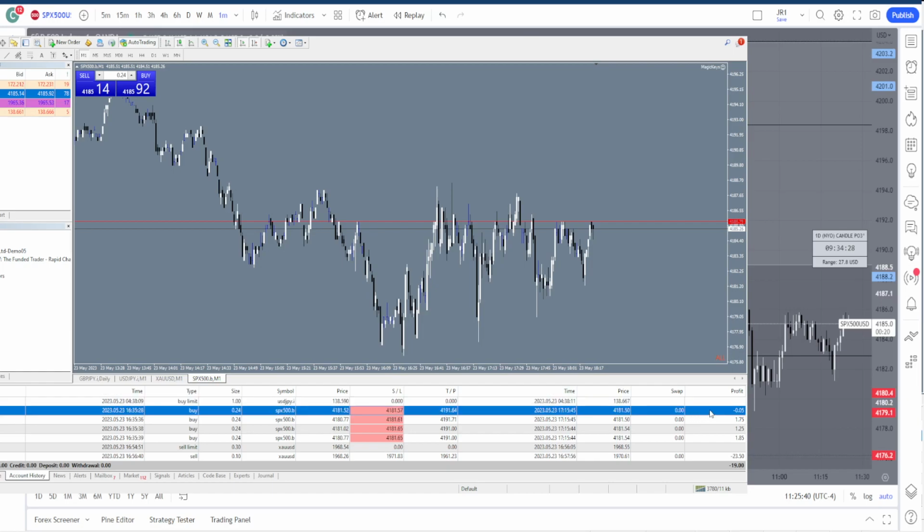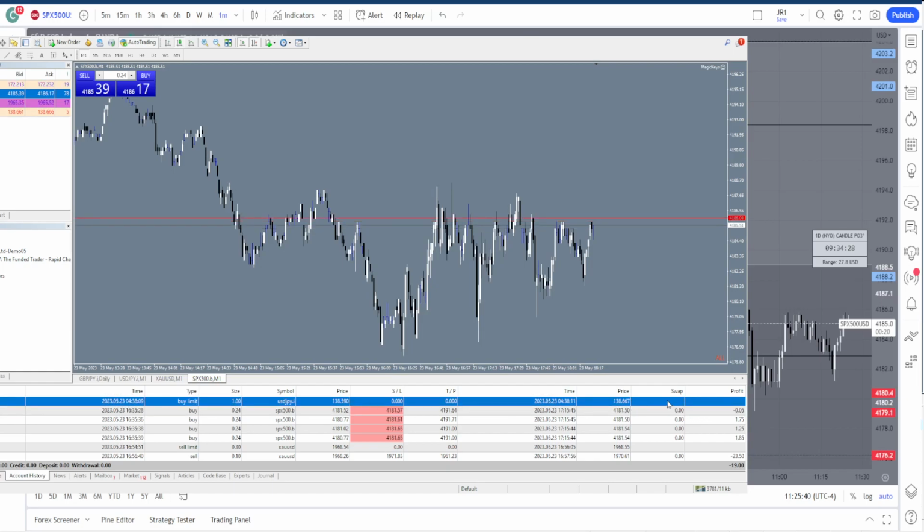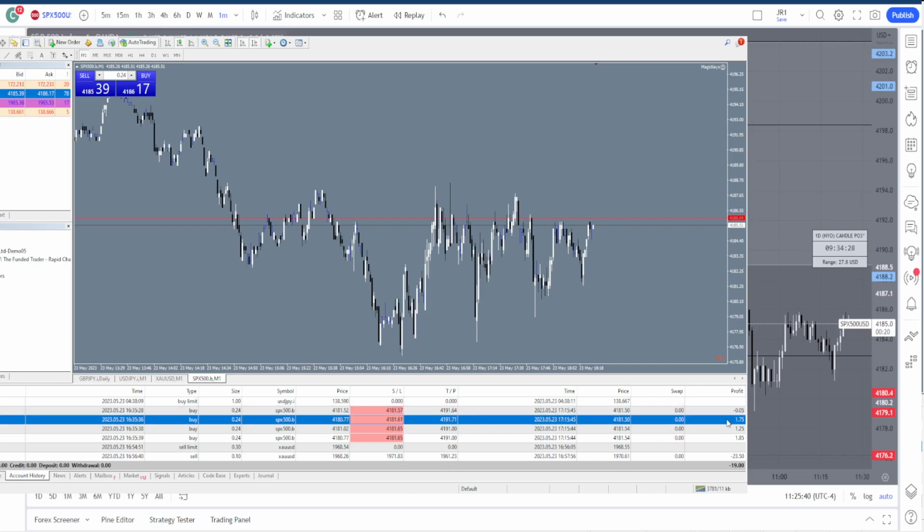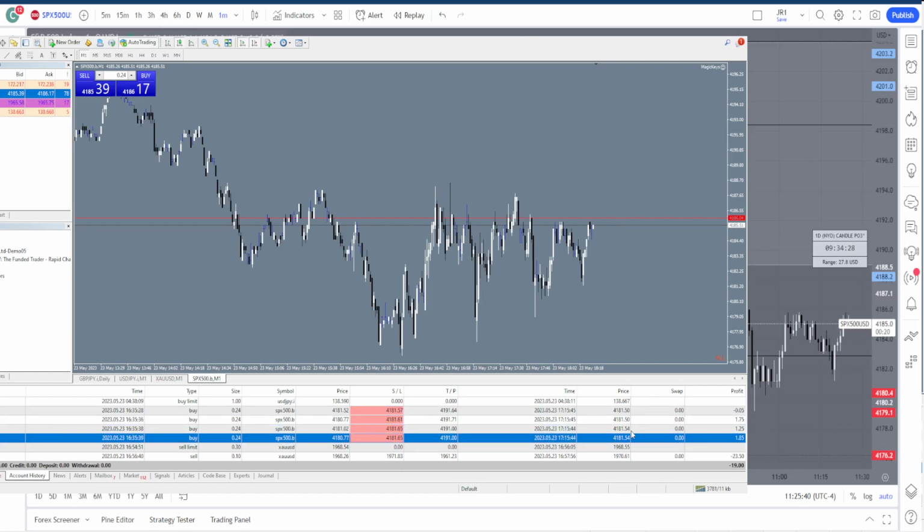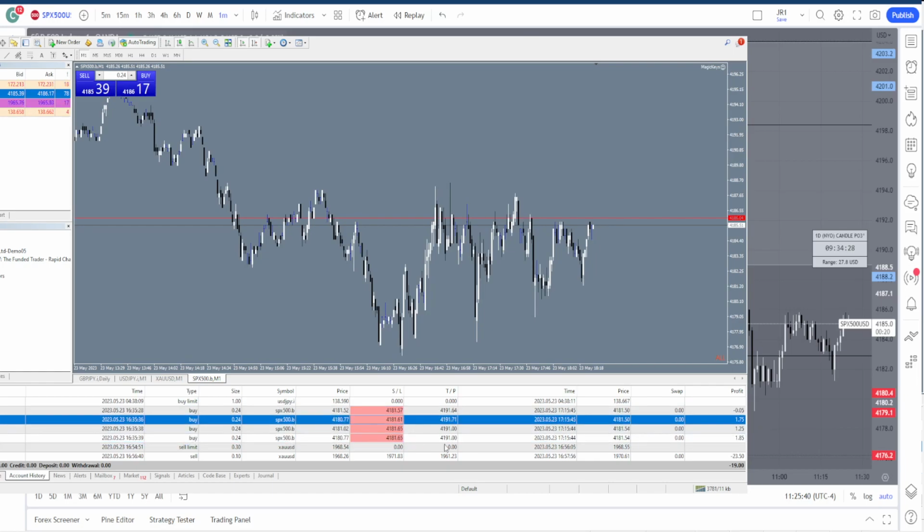It was a limit order, so I closed it off. But here's the break even, break even, break even, and break even. These are on the SPX.